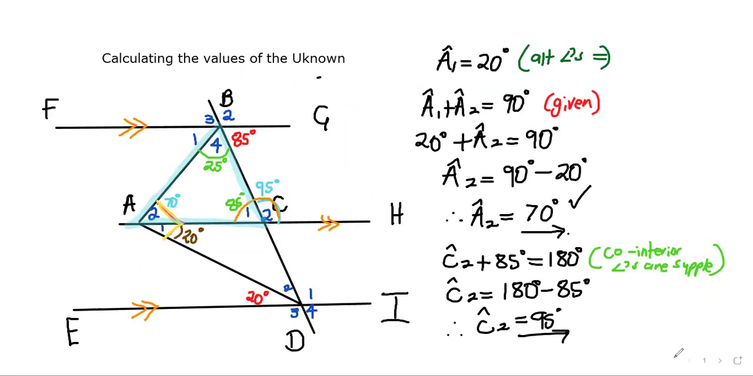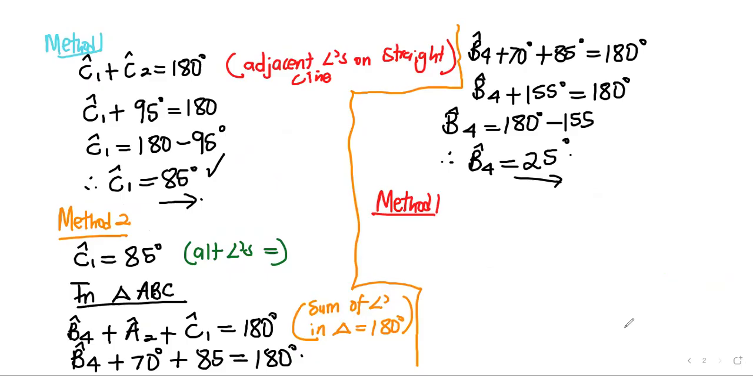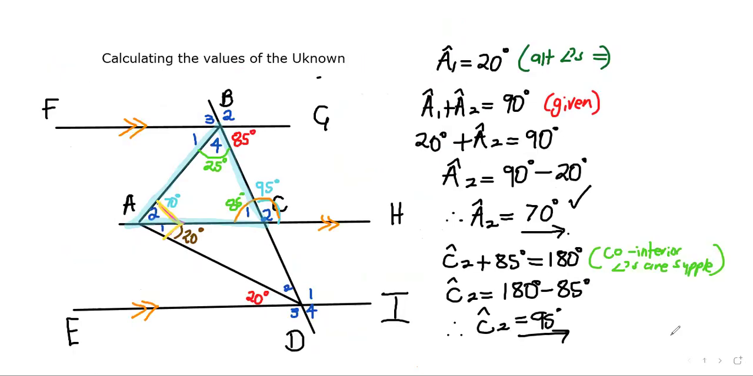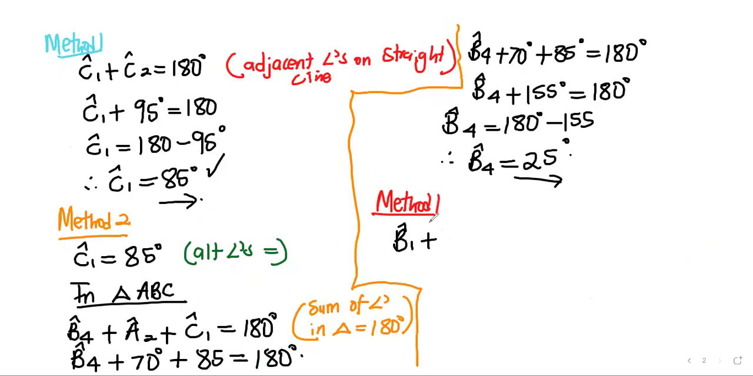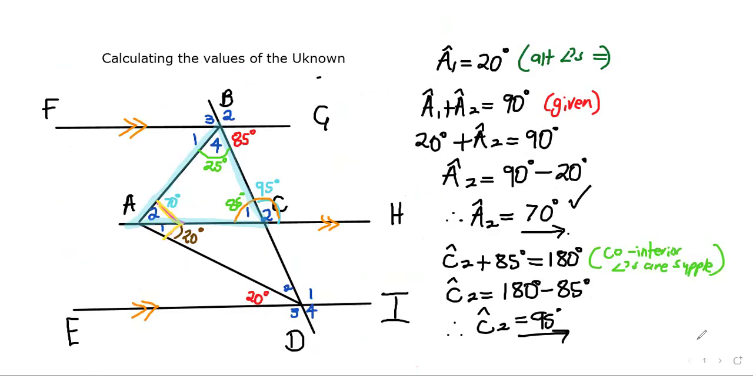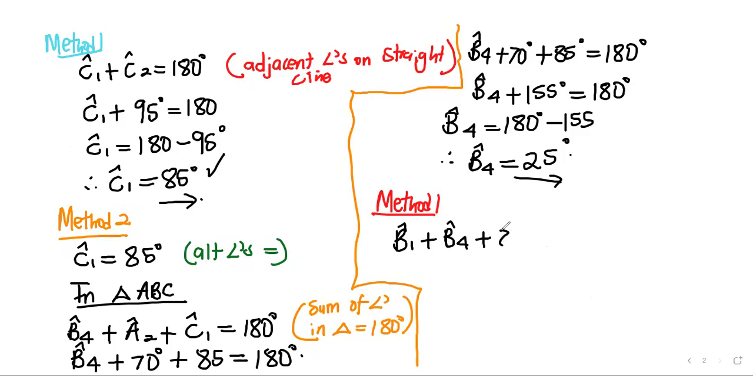So we're going to add all those angles that I've just mentioned, which is angle B1 plus angle B4 plus angle B5 is equal to 180 degrees. What are those? Adjacent angles on a straight line.